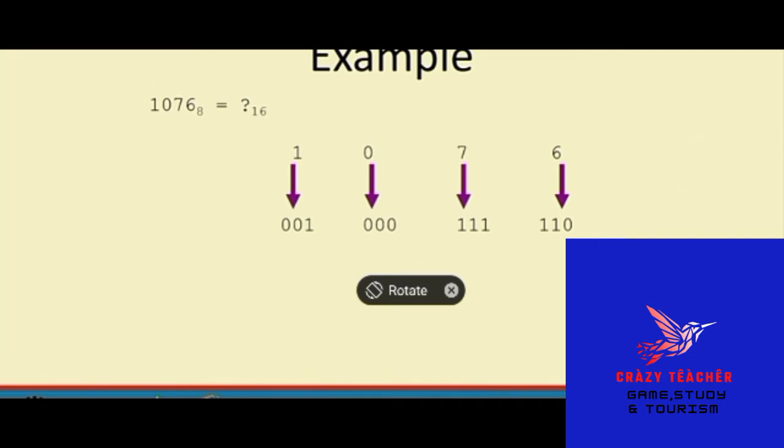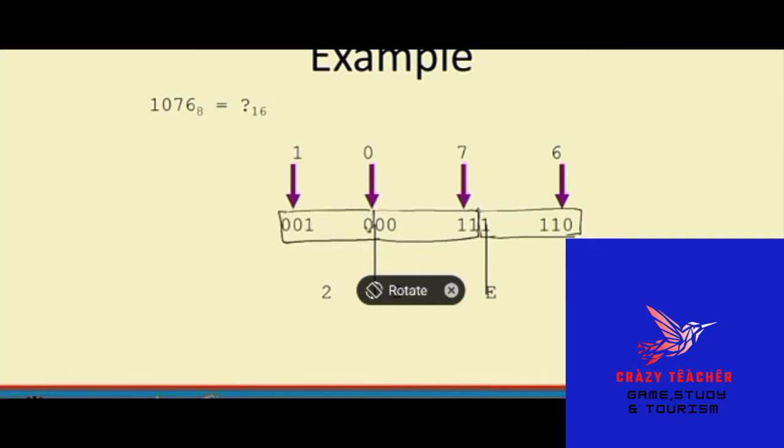Similarly, this is 0011, that is 3, so in hexadecimal this is also 3, and 0010 is 2, so in the hexadecimal system that is 2. So you can do this conversion, and accordingly you get that this 1076 in the octal number system is equivalent to 23E in the hexadecimal number system.